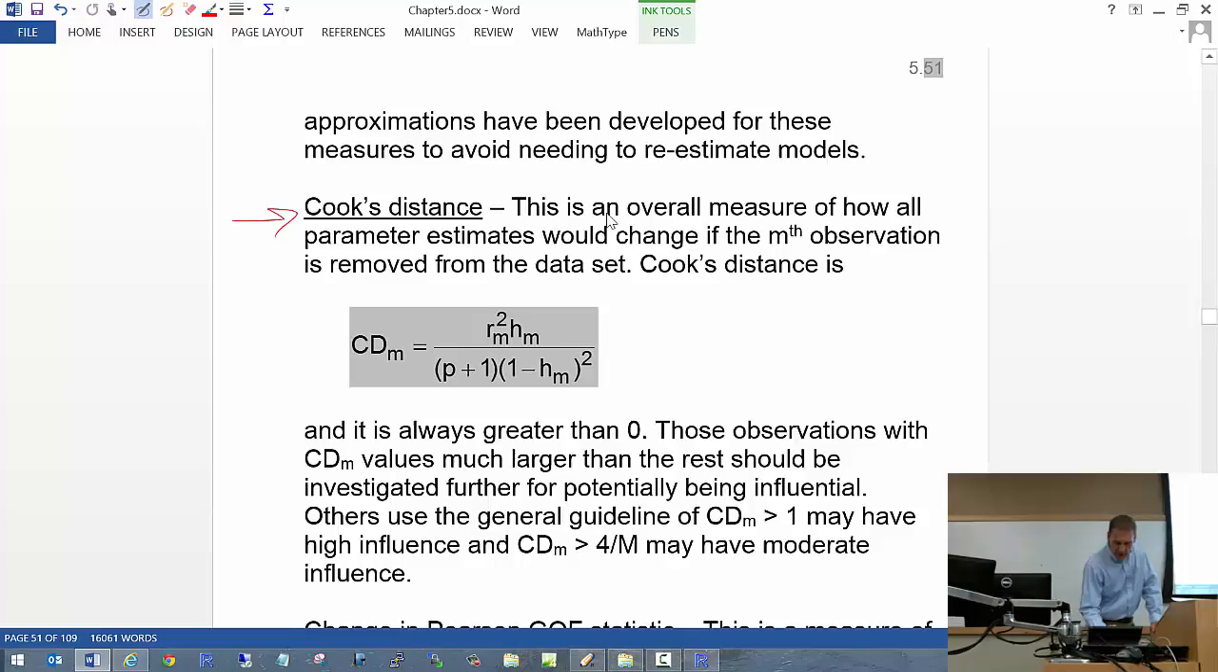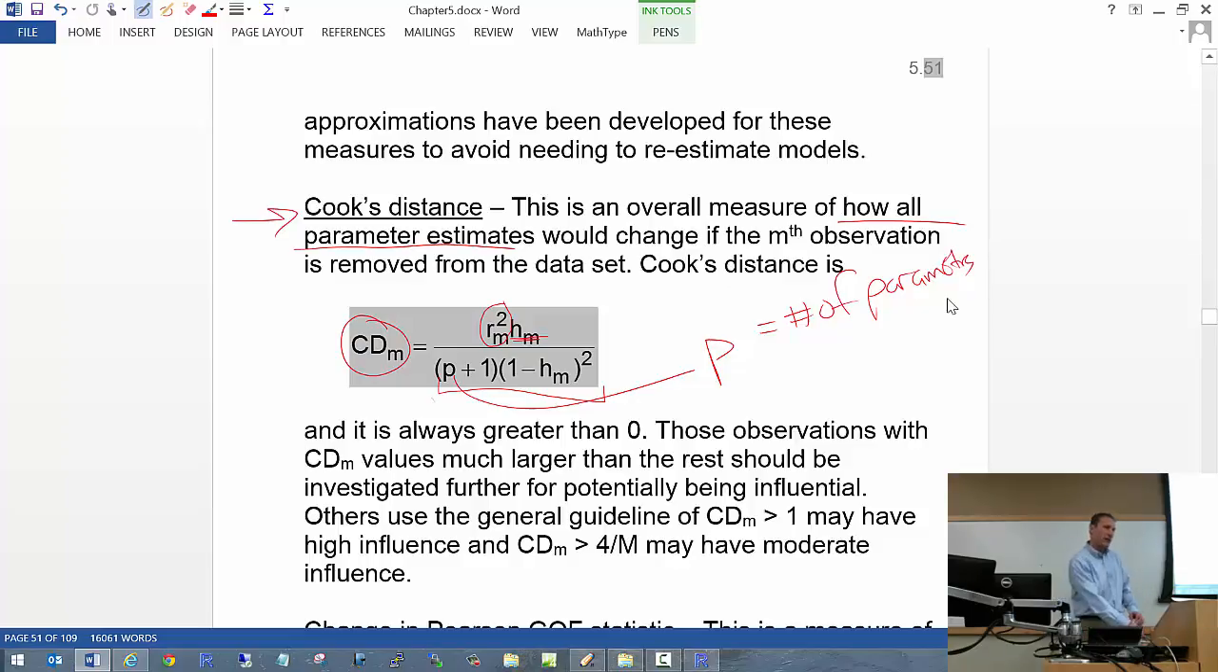And so this is what Cook's distance measures. It looks at essentially all parameter estimates. How would they change if the mth observation was removed from the data set? The statistic that measures it, we call it CD sub m. You simply take your standardized Pearson residual squared times your hat matrix diagonal value divided by p plus 1, where, and I need to be careful about that, sorry, p is equal to the number of parameters for your model.